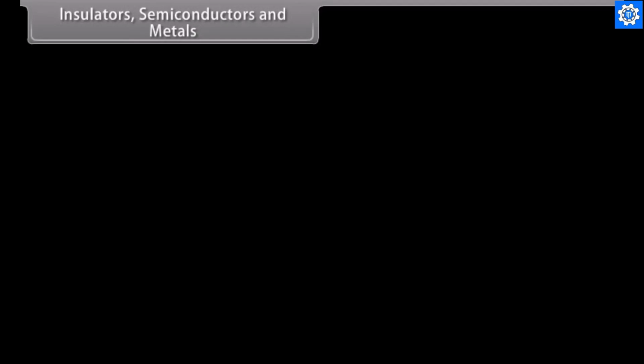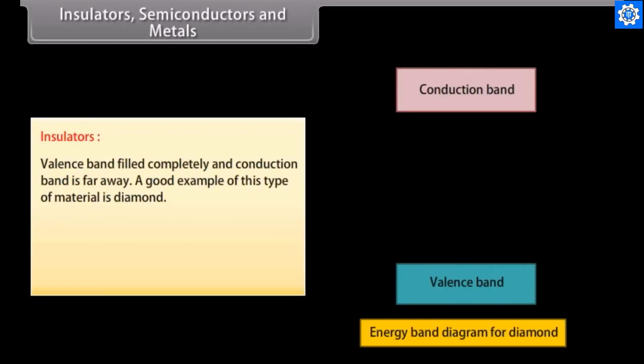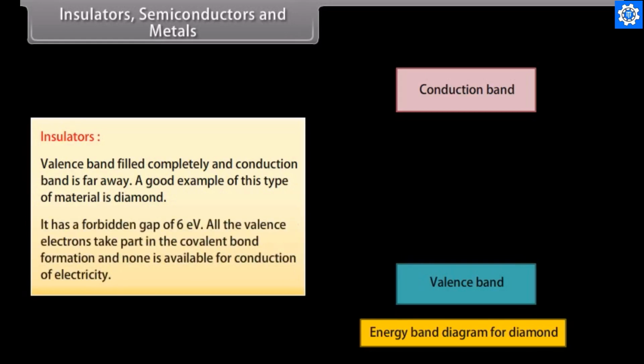Insulators, semiconductors and metals. On the basis of band theory of solids, the solids are classified as insulators, semiconductors and metals. Insulators. Valence band filled completely and conduction band is far away. A good example of this type of material is diamond. It has a forbidden gap of 6 electron volt. All the valence electrons take part in the covalent bond formation and none is available for conduction of electricity.